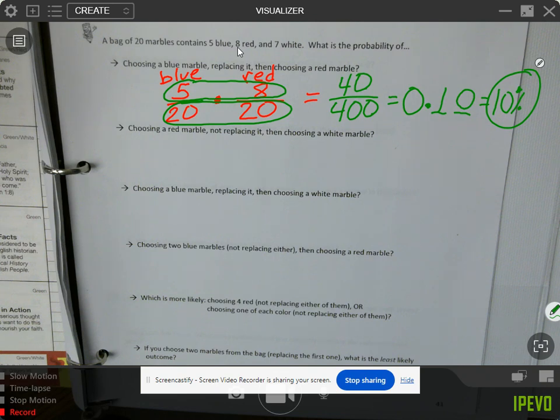Let's do the next one. Now we want to choose same bag. We always start with this bag on top because all of these are having to do with those marbles. So same bag. What's the probability of choosing a red marble, not replacing it, then choosing a white marble? What is my first step? Ava? Well, first, would you kind of like write down red, and then you do 5 over 20, and then you do white, and then you do 7 over 20.